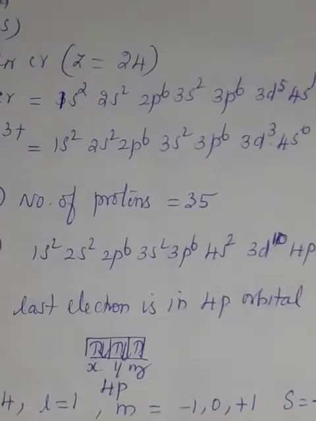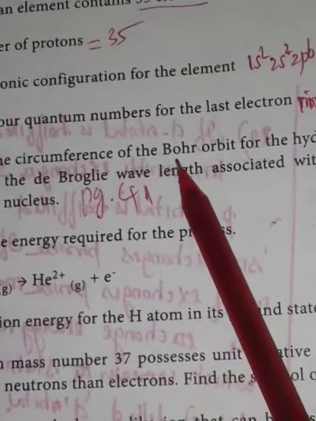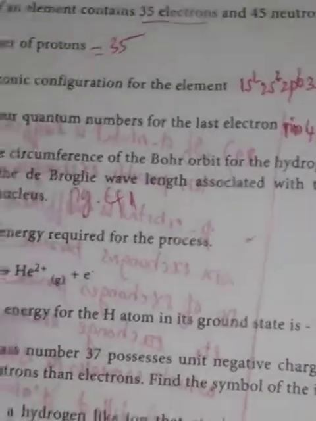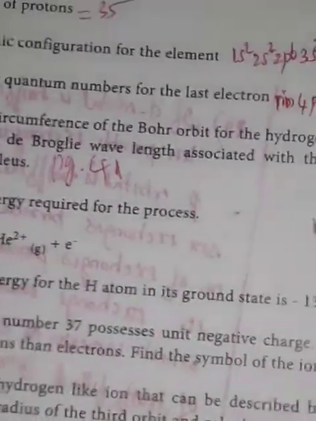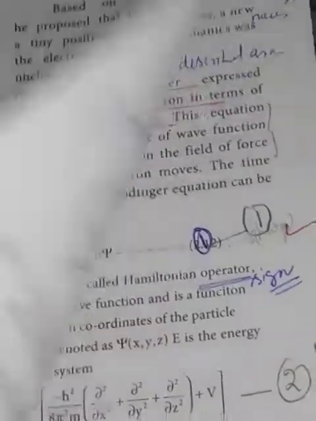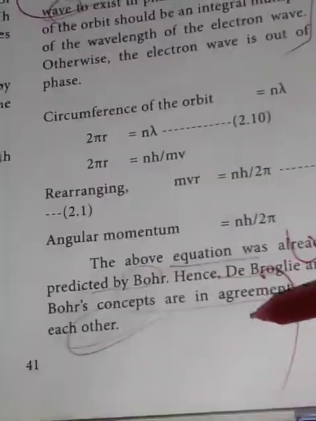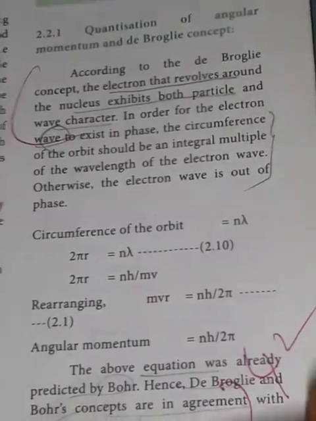Then next question, 42nd question. Show that the circumference of the Bohr orbit for the hydrogen atom is an integral multiple of the de Broglie wavelength associated with the electron revolving around the nucleus. Book page number 41. This you should write fully, from here to here up to the end. Bohr's quantum condition.